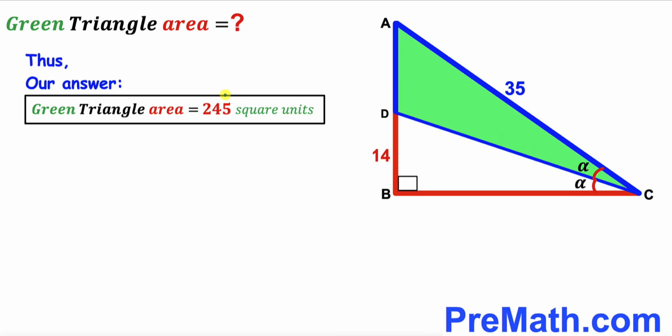So after all the calculations and manipulations, the area of this green shaded triangle ACD turns out to be 245 square units by using both methods. In other words, the area of this green shaded triangle ACD is going to be equal to 245 square units. And that's our final answer.